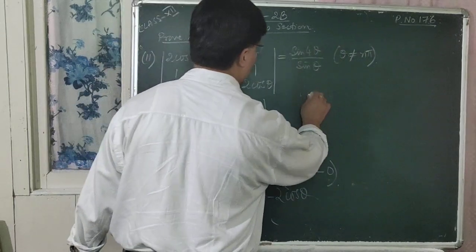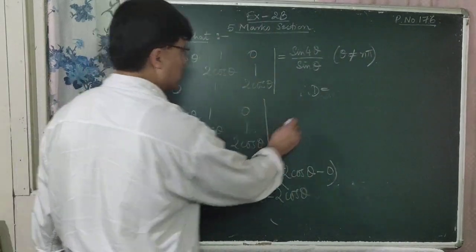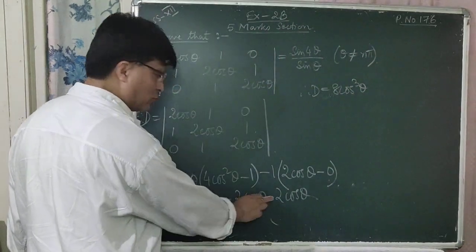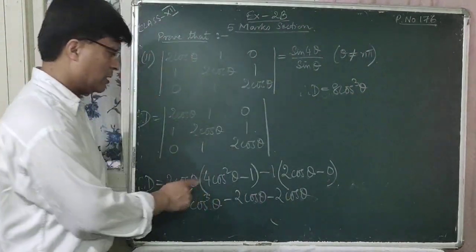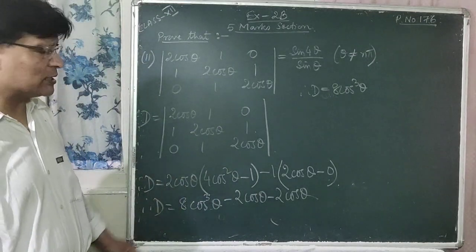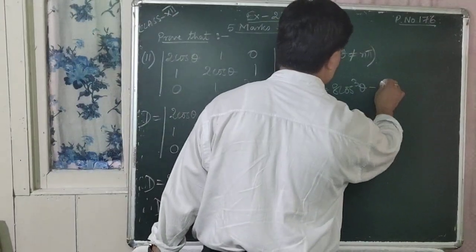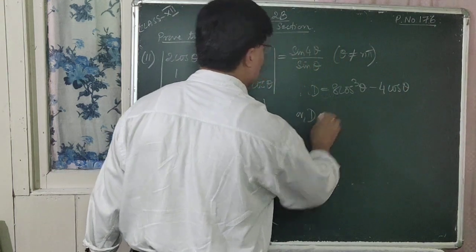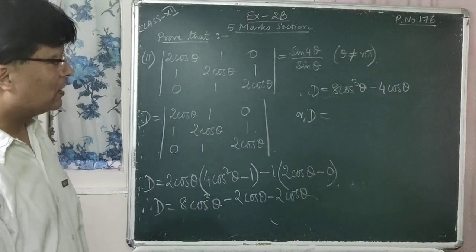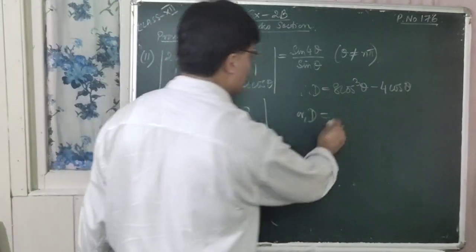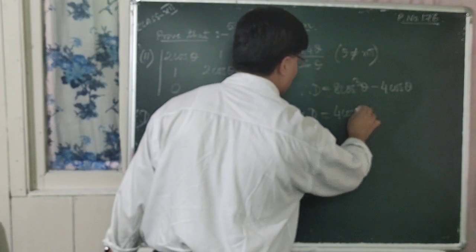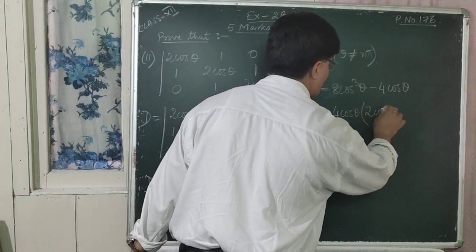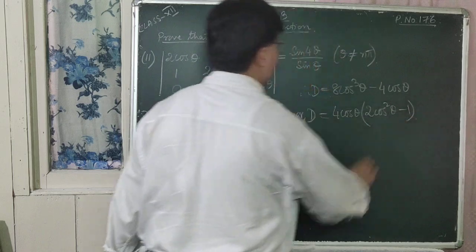So therefore simplify it. It is 8 cos cube theta. Then minus 2 cos theta minus 2 cos theta. What is it? Same sign, you have to add them. So it is minus 4 cos theta, right? Now let us simplify it. D is equal to. Now how will you simplify it? Let's take common here. What is common now? 4 cos theta. It's taken common, 4 cos theta within bracket, 2 cos square theta minus 1.